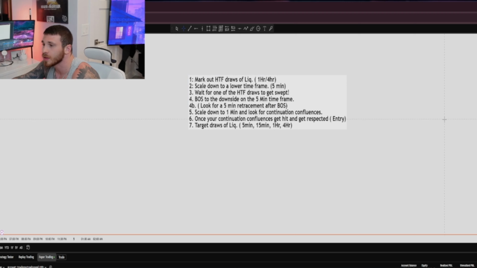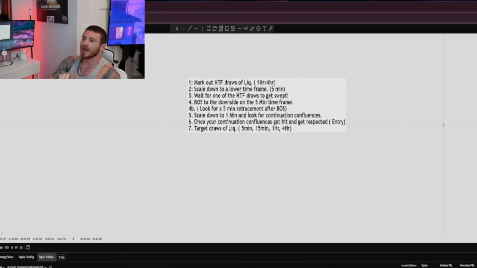All right, look. Number 1, mark out high time frame draws and liquidity, right? 1 hour, 4-hour highs and lows. Then what do we do? We wait for market open. We scale down to the lower time frame, the 5-minute, right? What are we looking for? We're waiting for a high time frame draw to get swept, right?